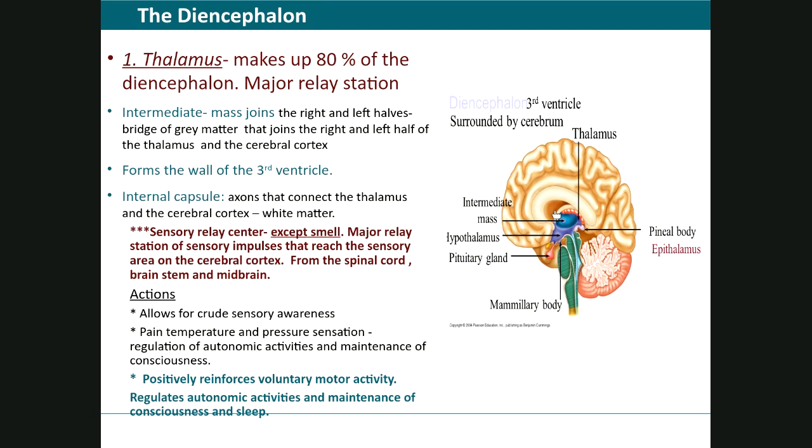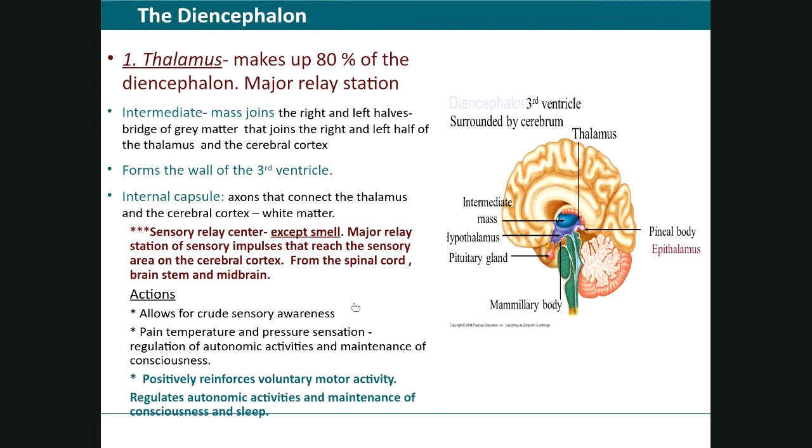Remember, the ventricles are those hollow spaces within the brain that produce cerebrospinal fluid. Within the thalamus, there's an internal capsule, which is a region of white matter tracts that are considered as the major relay station of sensory information that's coming in from the spinal cord and the brain stem. And at this region, it's going to send the information to the cerebral cortex for processing.